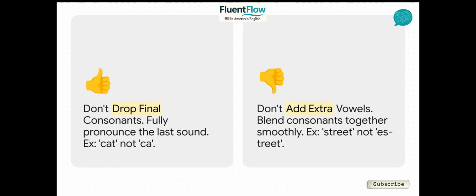Then, on the other hand, you have to fight the urge to add extra vowels into a group of consonants. You want to blend those sounds smoothly together. A word like street should be one smooth sound, not "suh-treet," or blue, not "buh-loo."